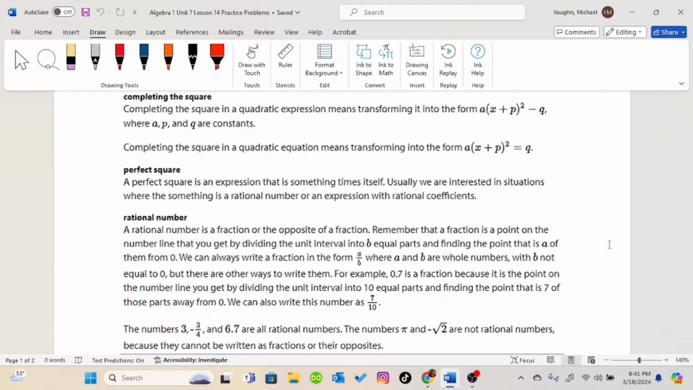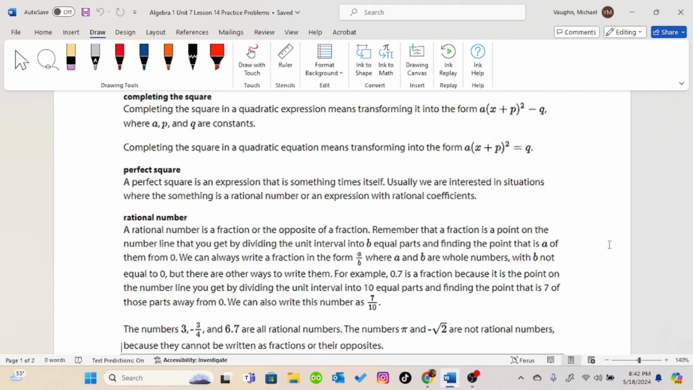Completing the square in a quadratic expression means transforming it into the form a times the quantity of x plus p squared minus q, where a, p, and q are constants. Completing the square in a quadratic equation means transforming it into the form a times the quantity of x plus p squared equals q.